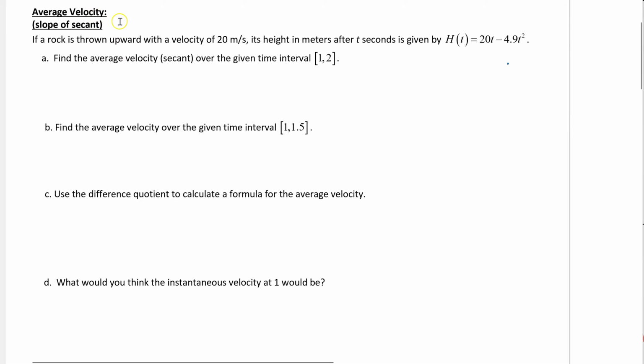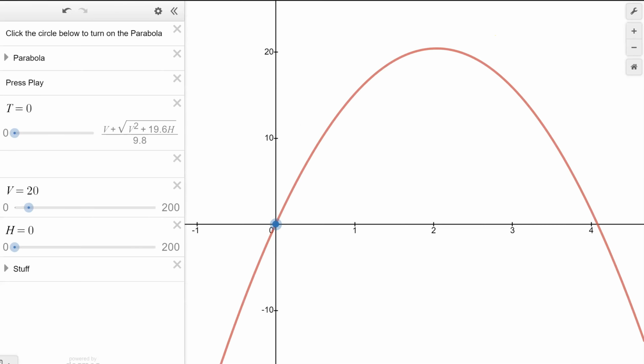This video is about average velocity, which is the slope of the secant. What we're going to do is throw a rock up at 20 meters per second, which will give us this formula, and we're going to move this into instantaneous velocity. But let's take a look at this. If we throw something up at 20 meters per second, that's our formula. So it looks like this.